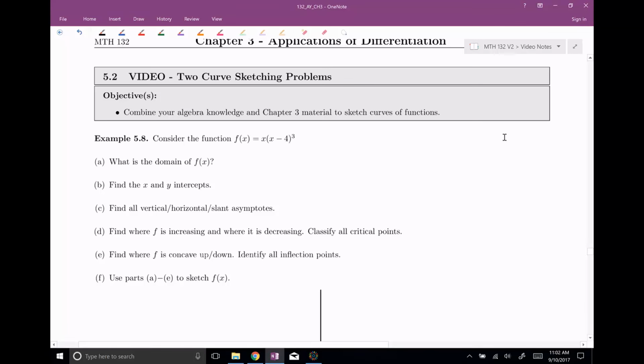Welcome everyone to section number 5. Now we finally get to some curve sketching problems. As the objective says here, we're going to be combining some algebra knowledge with our chapter 3 material: increasing, decreasing, concave up, concave down, maxes, mins, all these things. And we're going to be able to sketch fairly accurate curves of functions. So that is our goal.